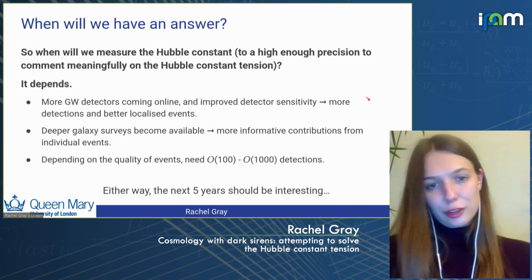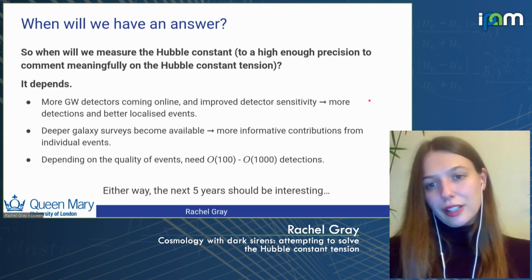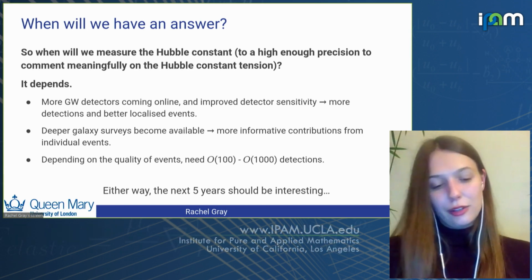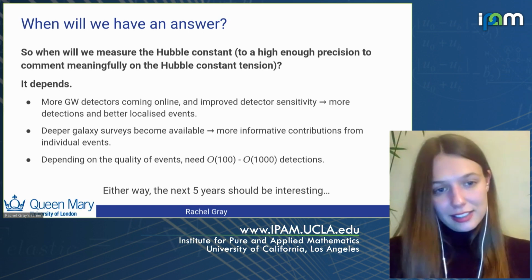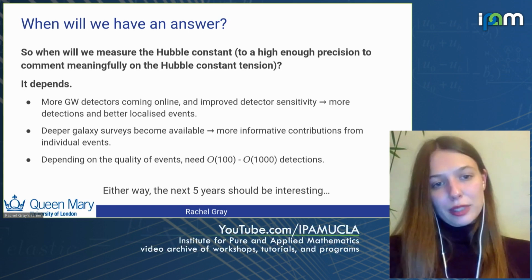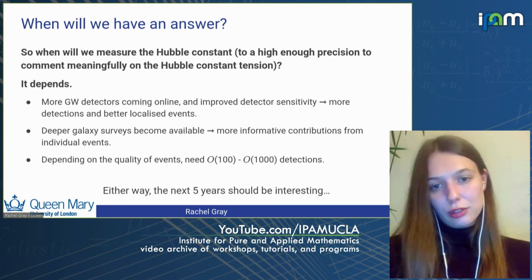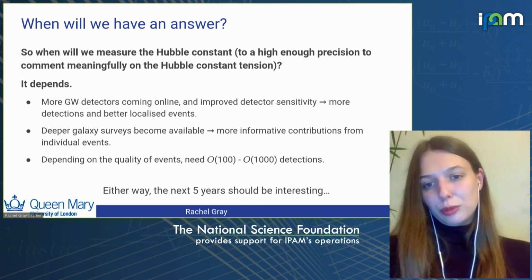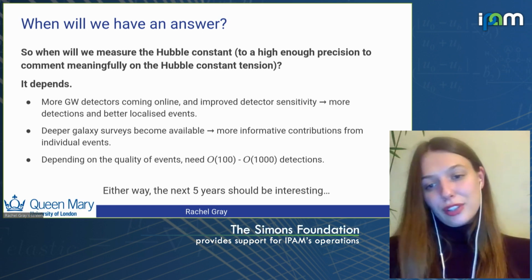I will say that it looks positive though, because we have more gravitational wave detectors coming online. KAGRA joined the network at the end of O3, and so its presence in O4 should make a very big difference to better localizing events. We're also expecting deeper galaxy surveys with better redshift estimates to become available in the next 5 years or the next decade, which means you can get a much more informative contribution from your individual events. So I'll say, in any case, the next 5 years should be interesting, so keep an eye out for developments then.